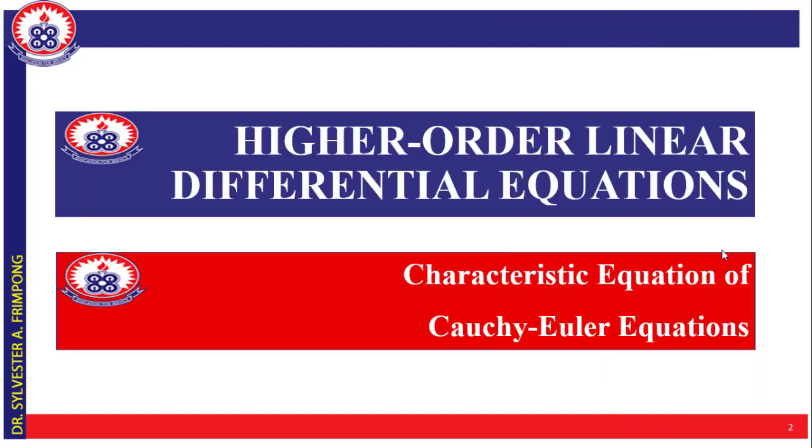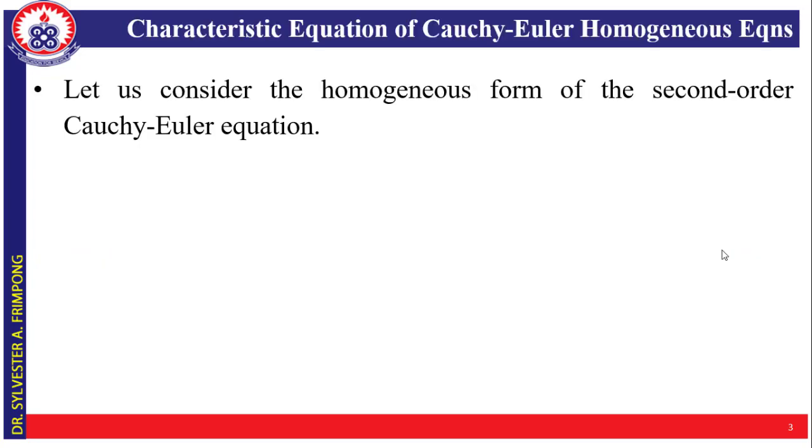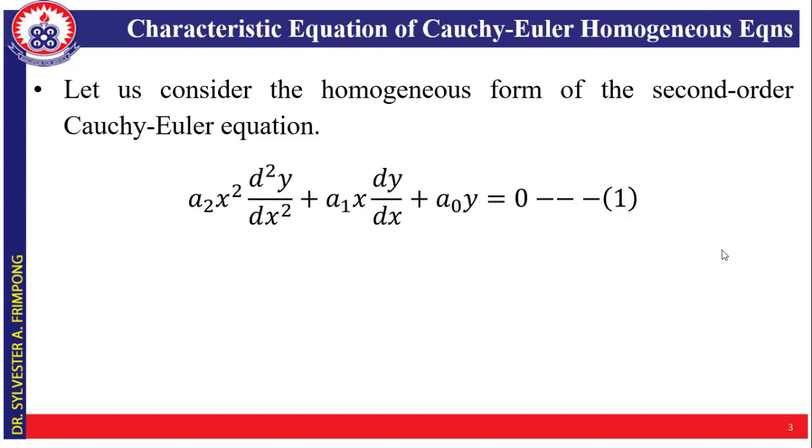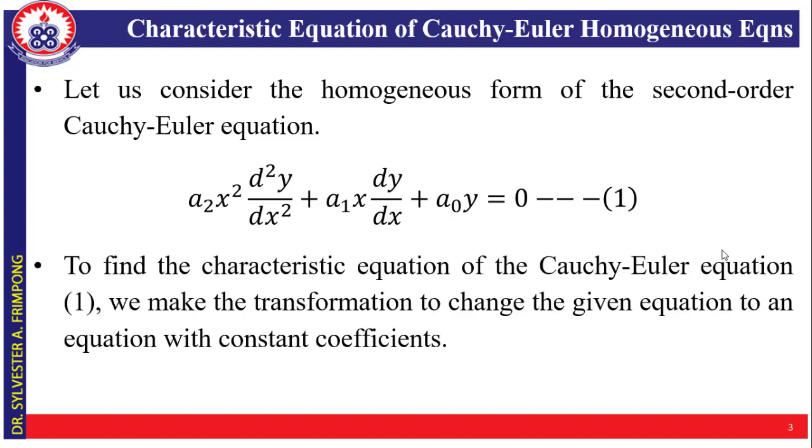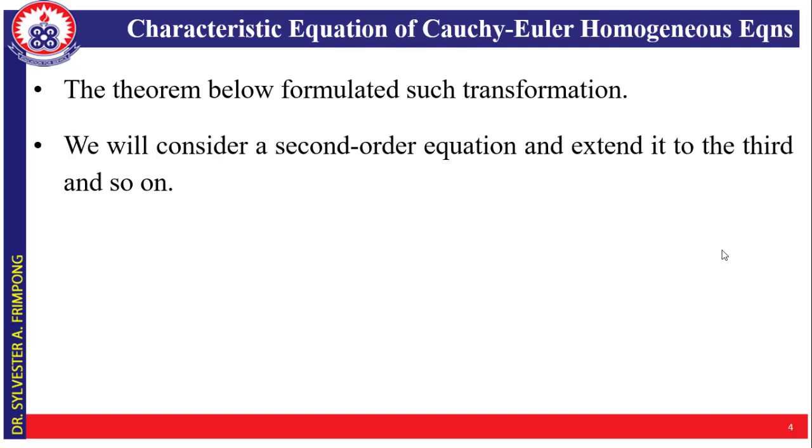Let's look at the characteristic equation of a Cauchy Euler equation. So let's consider a homogeneous form of a second order Cauchy Euler equation. To find the characteristic equation, we need to make a transformation to change the given equation to an equation with constant coefficients. And that is when we can write the characteristic equation of that. You may recall when we were writing the characteristic equations with constant coefficients. Now the theorem here, we are going to use it to formulate the transformation. The theorem below formulated such transformation.